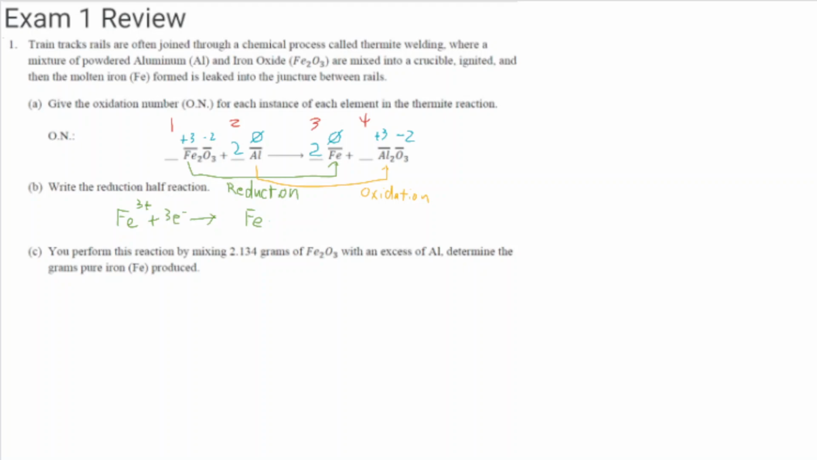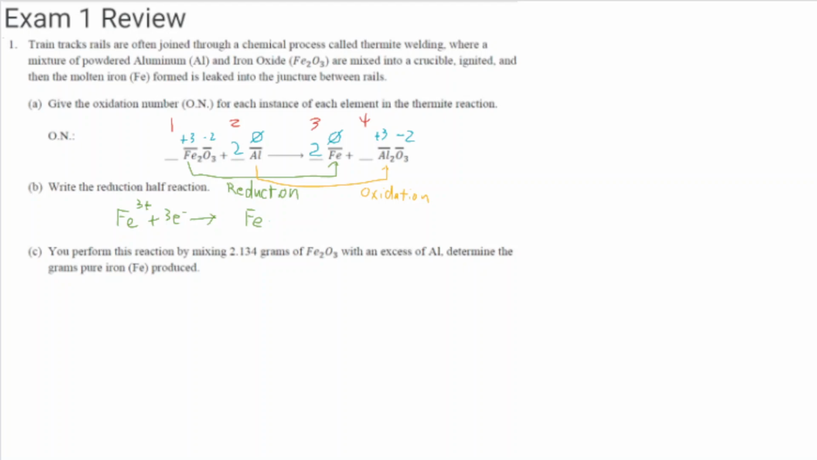Since we have a higher positive value on the reactant side, I'm going to add 3 electrons to the reactant side. So now this is going to be a positive 3 plus 3 times negative 1 for negative 3 overall for this. And for everything in the reactant side, we're going to have positive 3 plus the negative 3, which is 0. And that's going to match up with what we have on the product side of just 0. So that's our reduction half reaction.